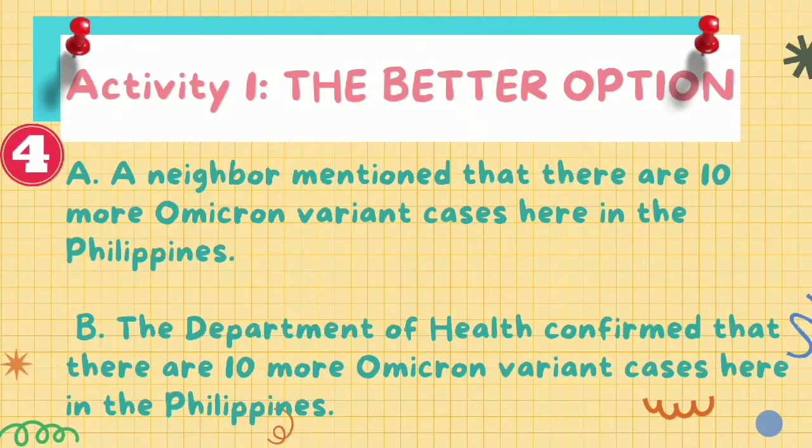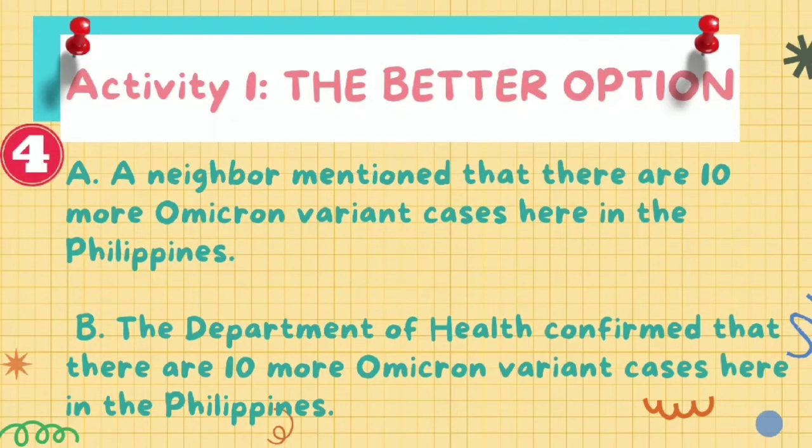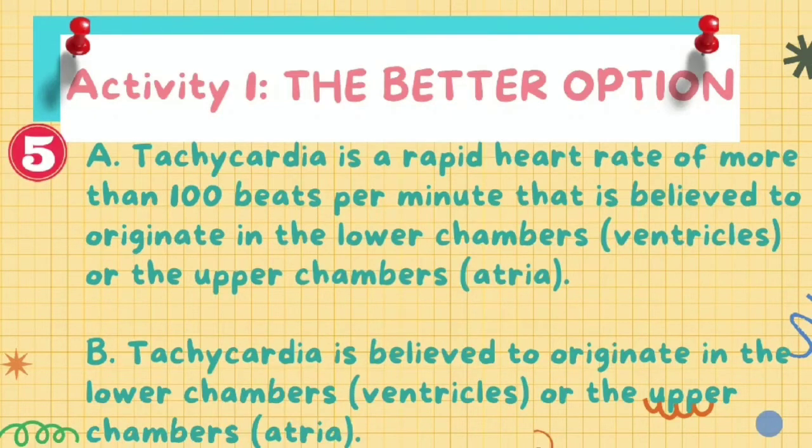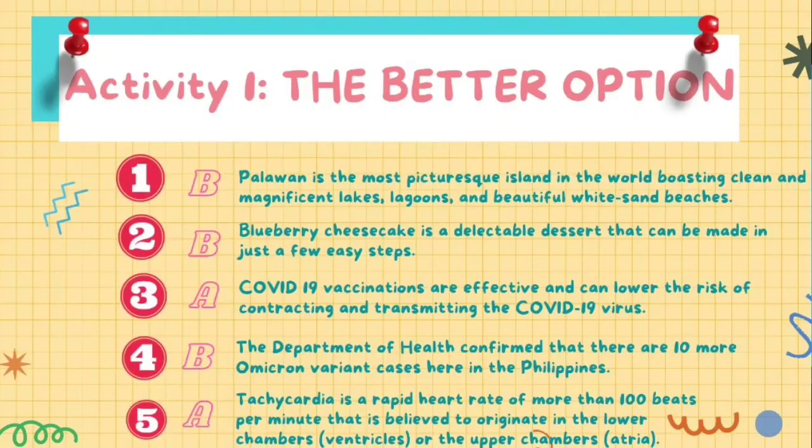Number 4. Letter A. A neighbor mentioned that there are 10 more Omicron variant cases here in the Philippines. Letter B. The Department of Health confirmed that there are 10 more Omicron variant cases here in the Philippines. And number 5, letter A. Tachycardia is a rapid heart rate of more than 100 beats per minute that is believed to originate in the lower chambers or the upper chambers. Or letter B. Tachycardia is believed to originate in the lower chambers or the upper chambers. And these are the correct answers.